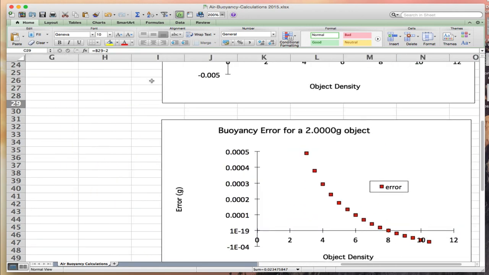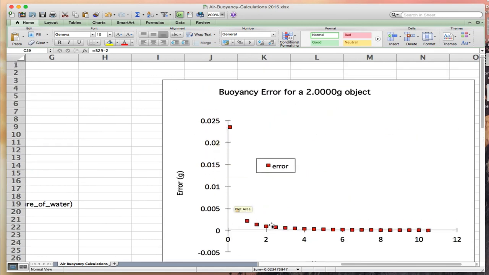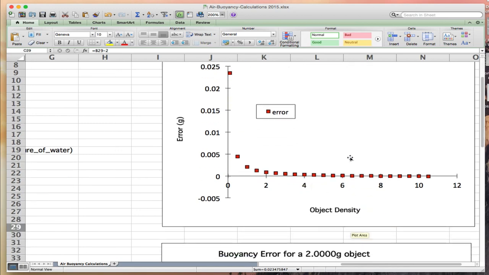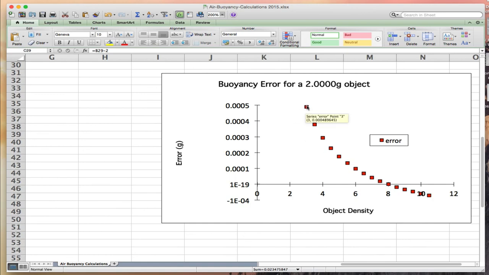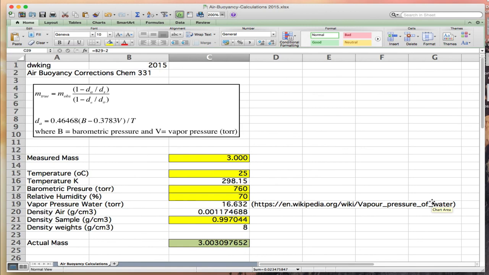And if we come over here, I can now make a plot. And so this is the error in buoyancy as a function of density. And you can see it starts out large and rapidly decreases. And this is the same thing on an expanded scale, focusing on the region between 4 and 10. And again, the errors are small, pass through 0, and then become negative on the back side. So that's our first example in Excel, doing air buoyancy corrections for the analytical balance.